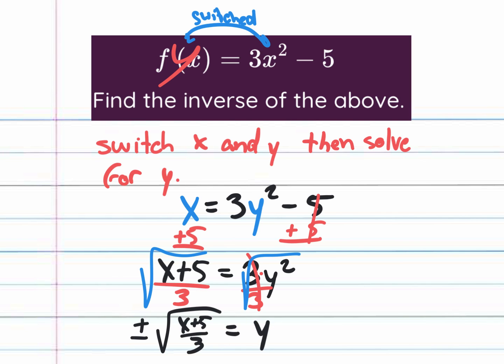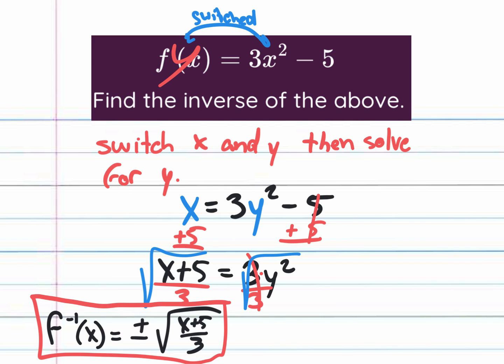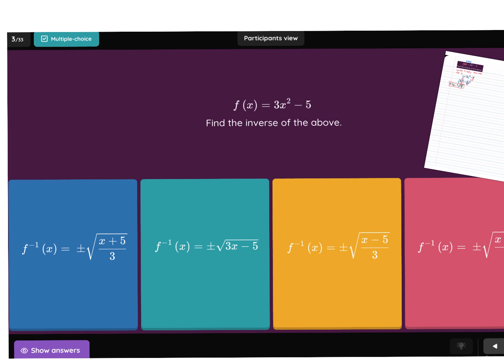And we could put y equals plus or minus the square root of x plus 5 over 3. And even better, instead of just putting y equals on this side, I am going to put the appropriate inverse notation, which is f with the little negative 1 power of x equals. That is the good answer right there. The inverse is plus or minus the square root of the fraction x plus 5 over 3. Let's check that out. That will be this answer right here, plus or minus the square root of x plus 5 over 3.